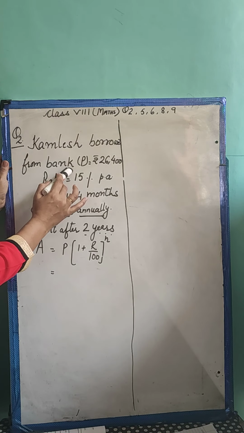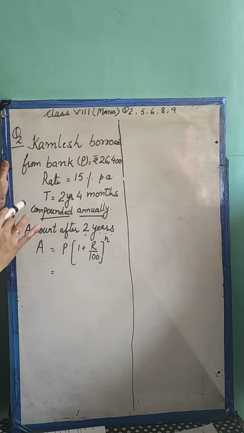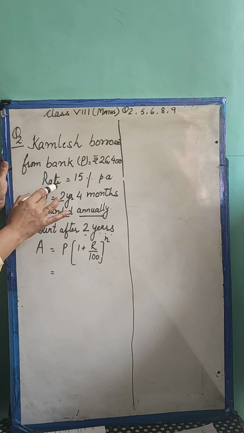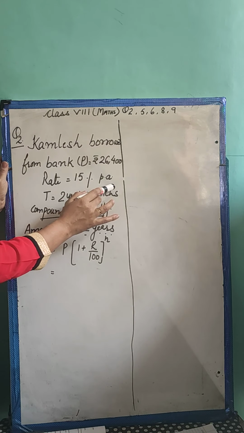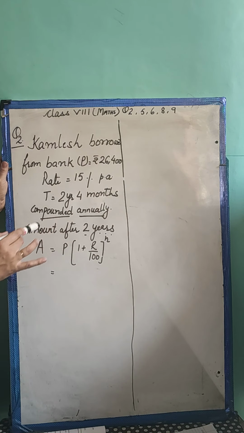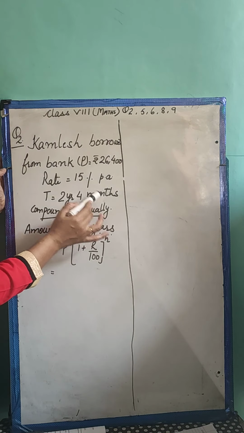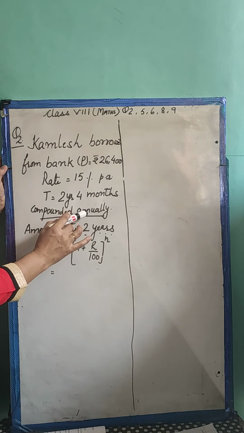Kamlesh borrowed from a bank rupees 26,400. Whatever money is borrowed or lent is called the principal, and the rate is 15% per annum compounded annually. It is compounded annually, so year by year interest will be added. Time is 2 years 4 months. Compound interest is applied year by year, and the time is in years and months.